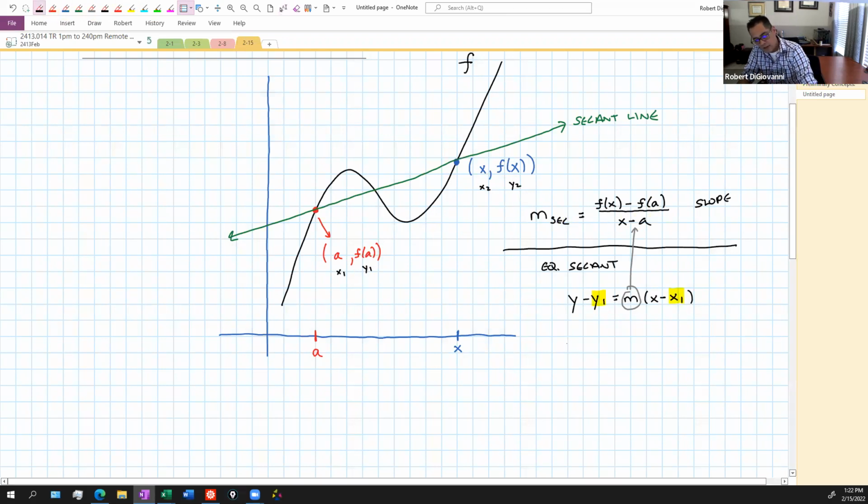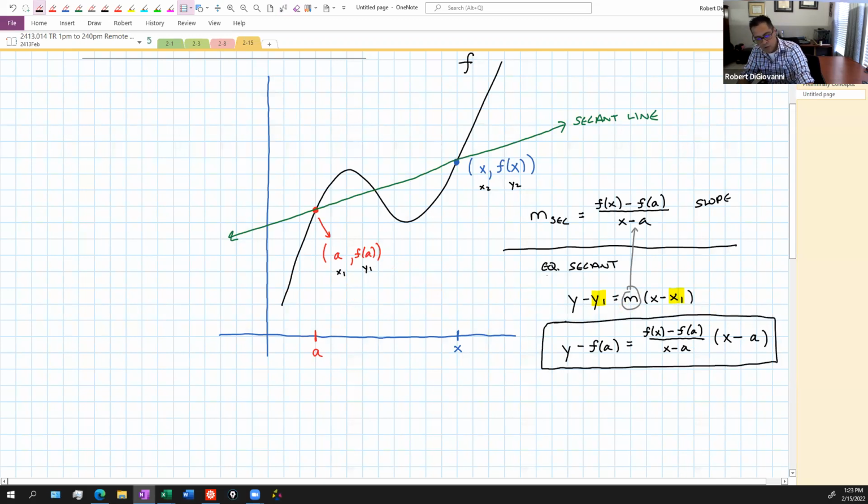So my equation should look like this: y minus, y1 was f of a, equals m, which I'm going to write out. It's f of x minus f of a over x minus a. And then I have to multiply that times x minus x1, but x1 was a. That is the equation of the secant line.